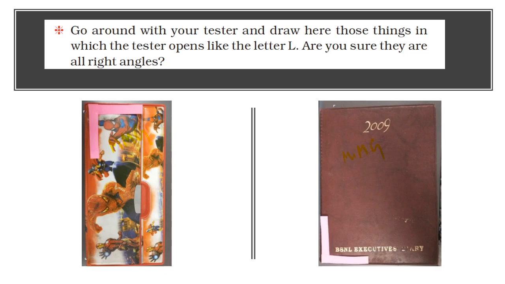Next is: go around with your angle tester and draw those things in which the tester opens like the letter L. Letter L means right angle, that is equal to 90 degrees. Are you sure they are all right angles? So here in this diary you can see all these are your right angles. This one also, this one also, and this one also, all are right angles.